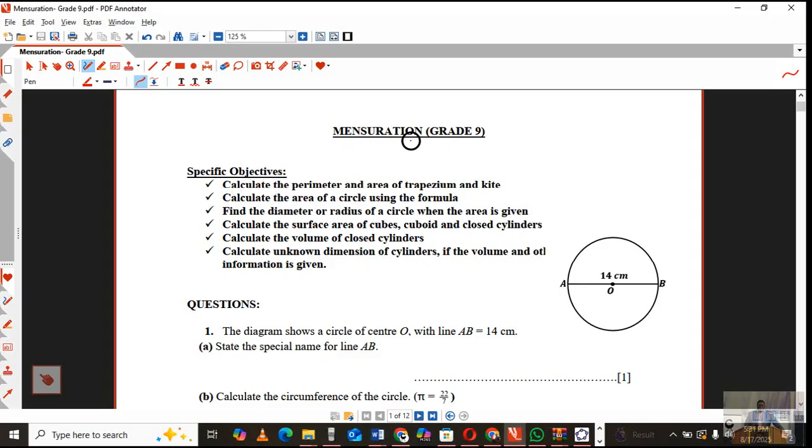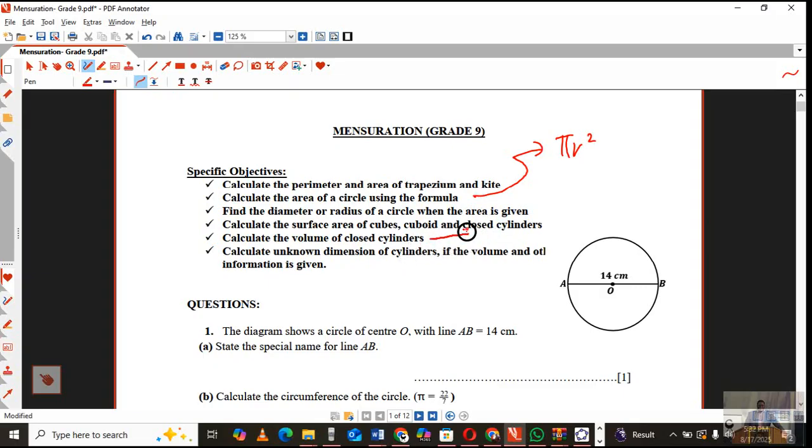So remember, the formula for calculating the area of a circle is pi r squared. Then you also have to find the diameter or radius of a circle when the area is given. Calculate the surface area of cubes, cuboids, rectangular cuboids. Cuboids are also known as rectangular prisms and closed cylinders. Calculate the volume of closed cylinders.